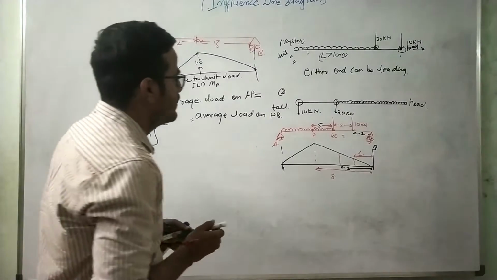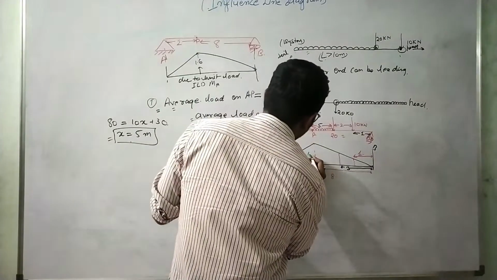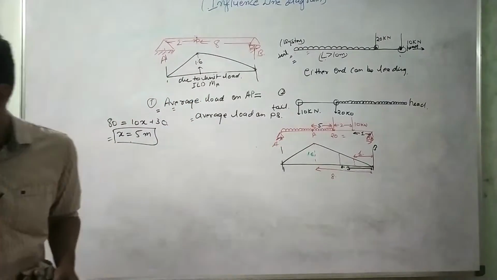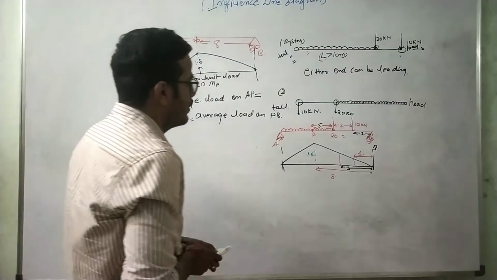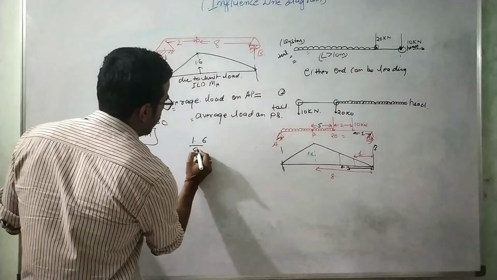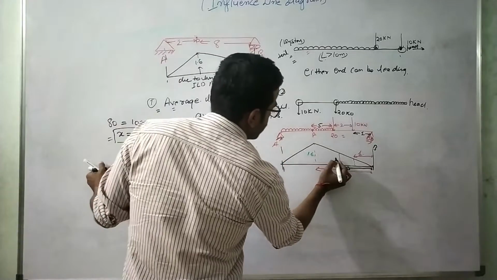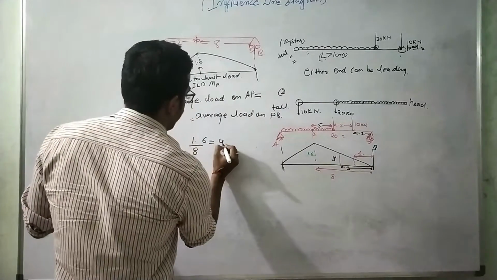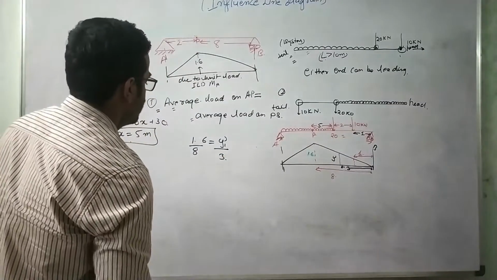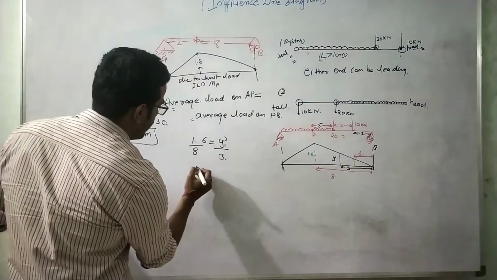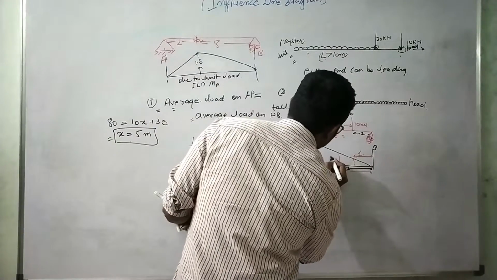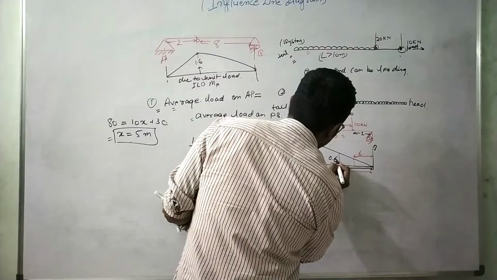Now you can see that this ordinate, we already know that this value is 1.6. If we use the concept of similar triangles, I can say that 1.6 over 8 is equal to, let us suppose this is y1 dash, over 3. I can write like this. So the value comes out to be 0.6. So this y1 dash value is nothing but this ordinate value, 0.6.